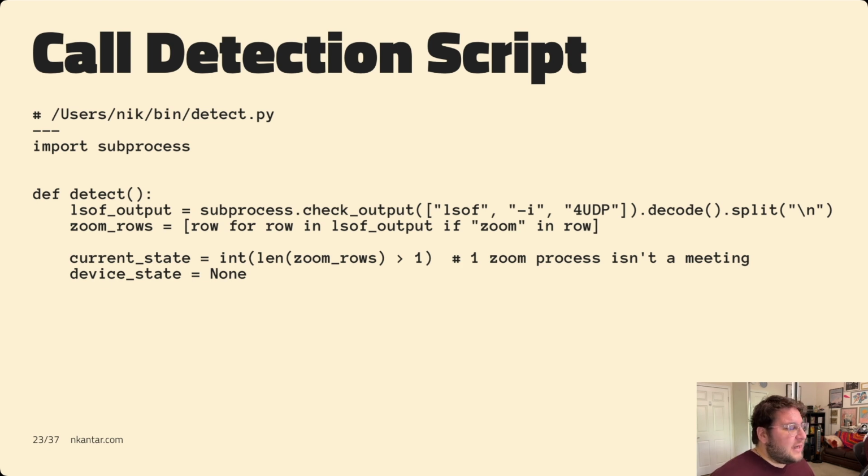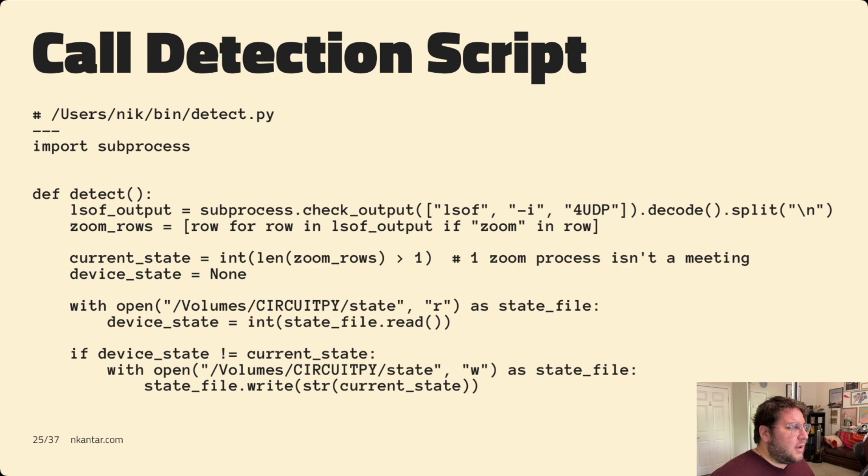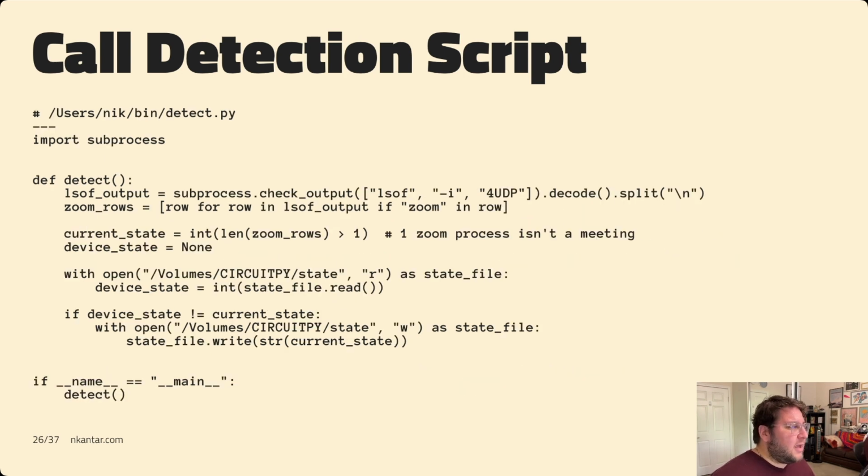And then the device state is just initialized to none here. We then open the state file and get the actual device state from it. If it is different from the current state, then we go and write the current state to the file. Since this is a script that we're going to run for testing, we also add if name of main, detect, and then we'll actually run the detect function.